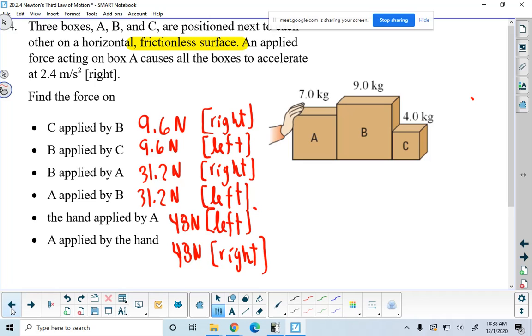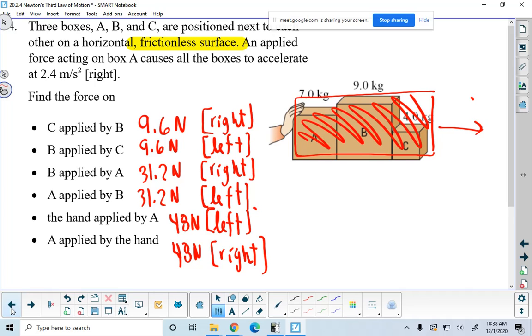So don't get hung up on this question. There's going to be one like this in your assignment that I would like you to give a crack, but one final comment. If A is being pushed with 48 newtons to the right, that means this whole thing experiences a net force of 48 newtons to the right.